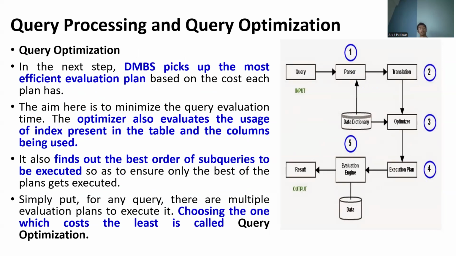Query optimization. In the next step, the DBMS picks out the most efficient evaluation plan based on the cost each plan has. The aim here is to minimize the query evaluation time. The method also evaluates the usage of indexes present in the table and column. It also finds out the best order of operations to be executed so as to ensure only the best part of the plan gets executed. Simply put, for a query there are multiple evaluation paths to execute. Choosing the one which costs the least is called query optimization.